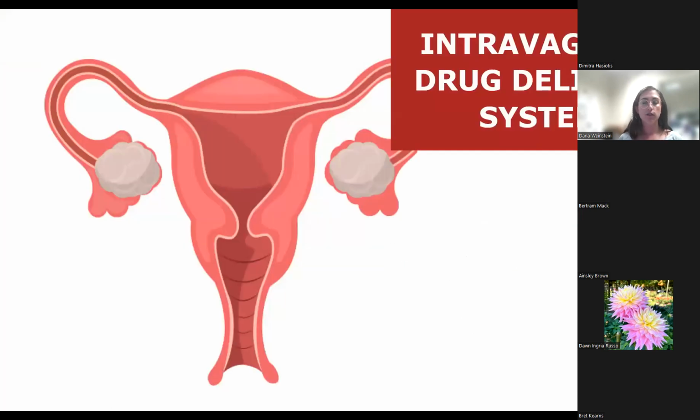So then we have intravaginal drug delivery systems, and these are used for continuous release and local absorption of the drug, and that'll help minimize the systemic toxicity and of course, eliminate that peak and valley that we saw with conventional drug delivery.